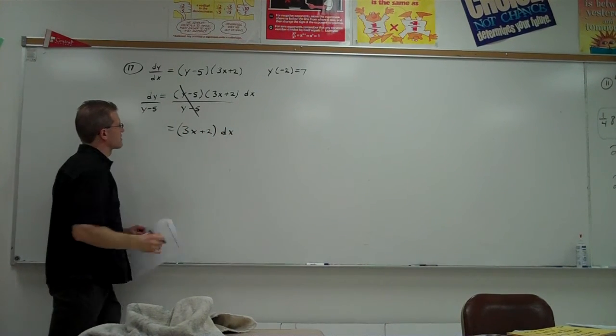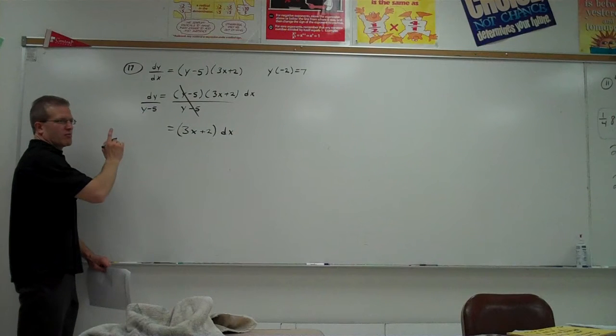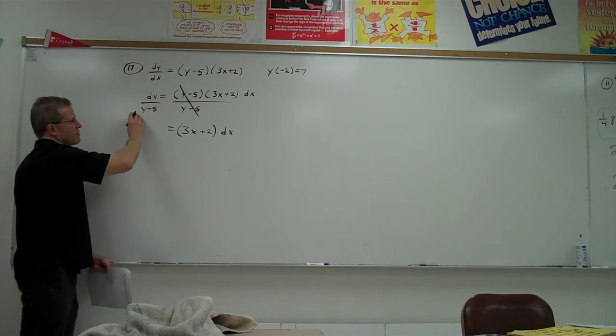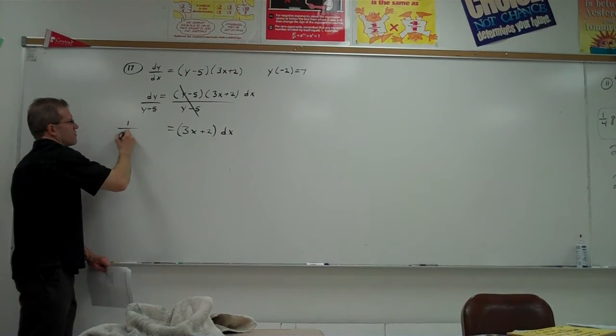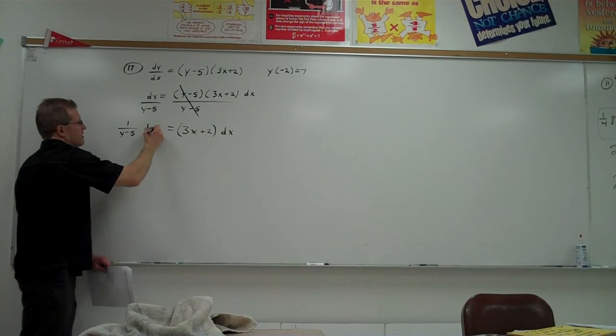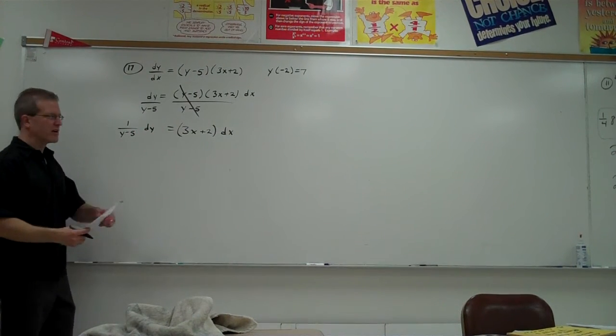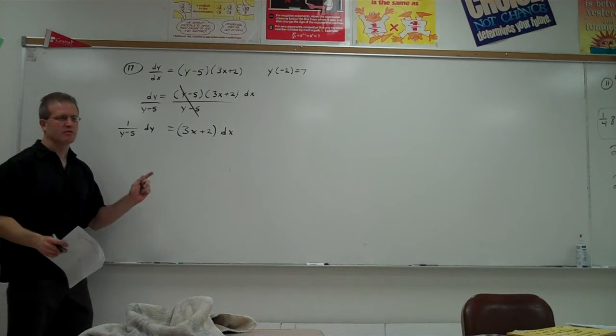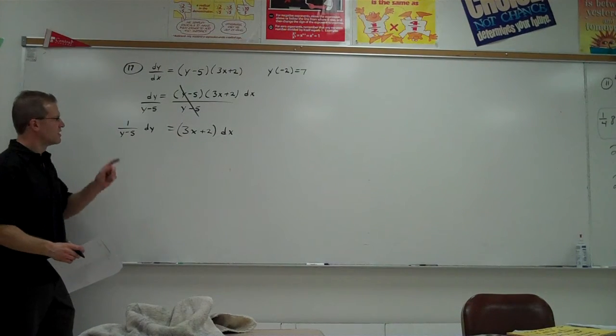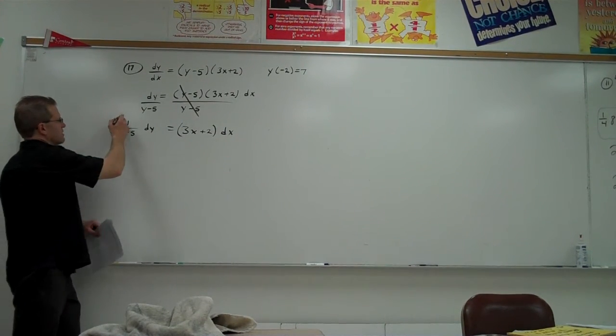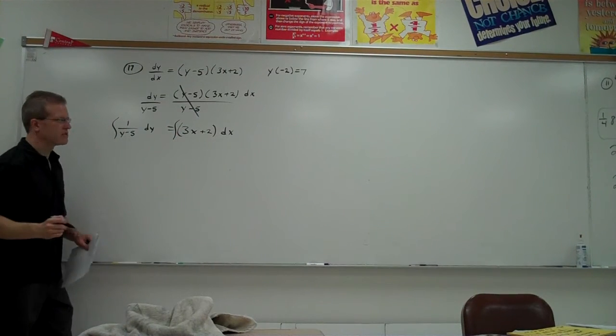That quantity times dx. On the left side, I'm going to rewrite this because I think you might recognize what to do better if I rewrite this. Instead of dividing by y minus 5, let's write it as 1 over y minus 5. So now we have our x's on the right side, y's on the left. We get the variables separated. That's always your first goal in these problems. Second goal is to integrate both sides. Get the correct integral on both sides.